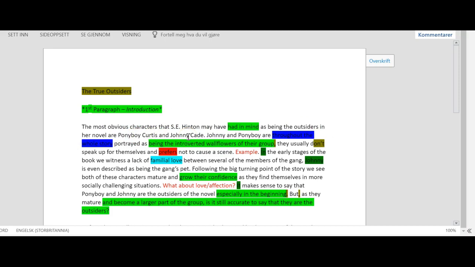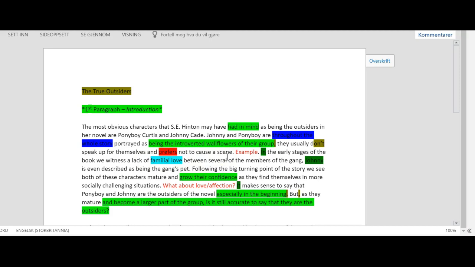Okay, moving on. You say Johnny and Ponyboy right after these two, so it would be pink repetition, but I don't think it is because here you have the complete name, here you have the first name, so I think it works. What I don't think works is this sentence, listen to it: Johnny and Ponyboy are throughout the whole story portrayed as being the introverted wallflowers of their group. They usually don't speak up for themselves and prefers not to cause a scene. Okay, I think this sentence needs work.